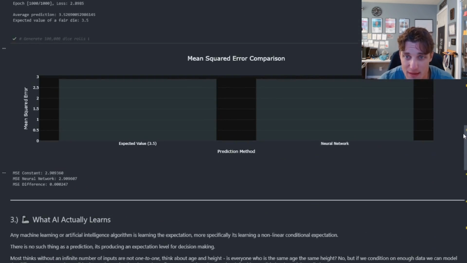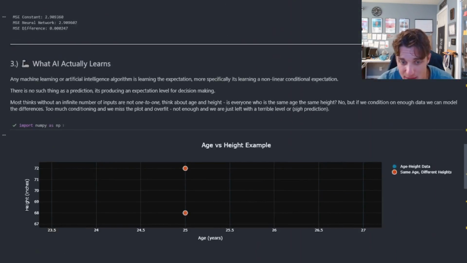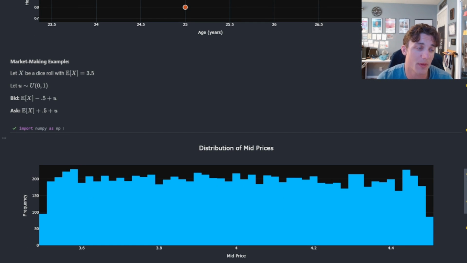In any case, we're dealing with two types of problems fundamentally. When we try to predict the outcome of a dice roll or maybe the mid price, we're dealing with a regression problem.